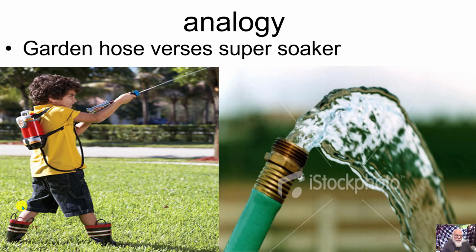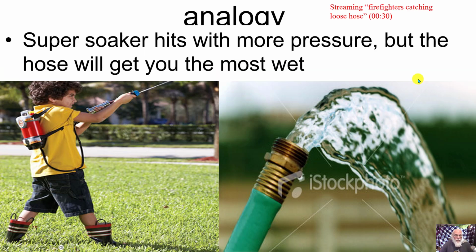A good analogy to this idea of the ice fort versus the match is to think about a garden hose versus a super soaker. The match is high pressure, it has a high temperature, it feels hot, and the garden hose is a much lower temperature, but there are a whole lot more particles of water coming out of the garden hose than out of the super soaker. With the super soaker, you might get a little bit wet, but with the garden hose, you're going to get a lot wet. The super soaker hits with more pressure, but the hose is going to get you the most wet.